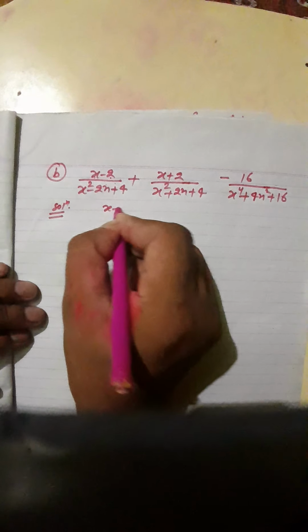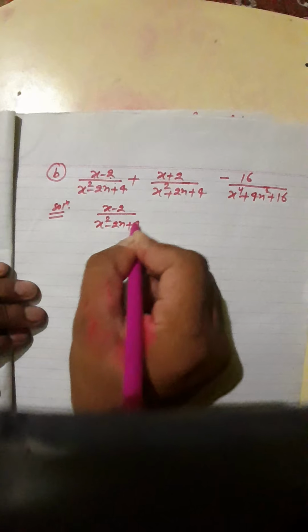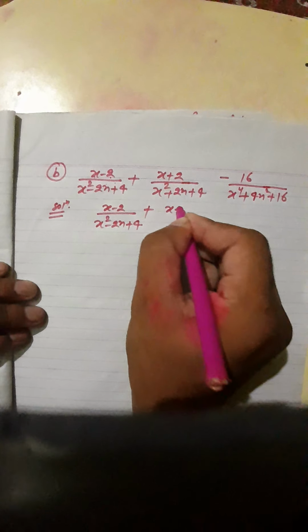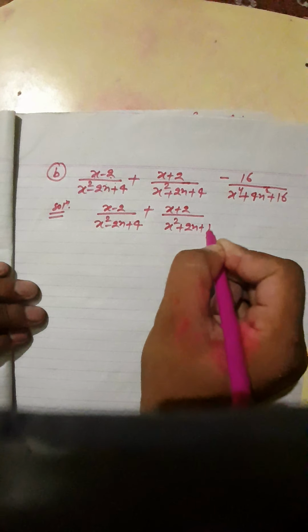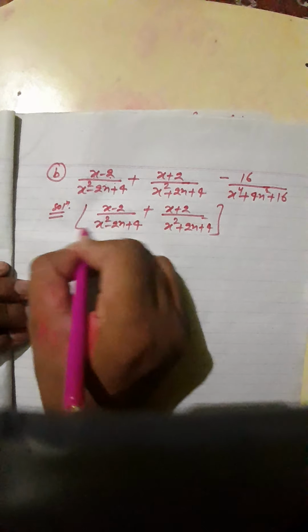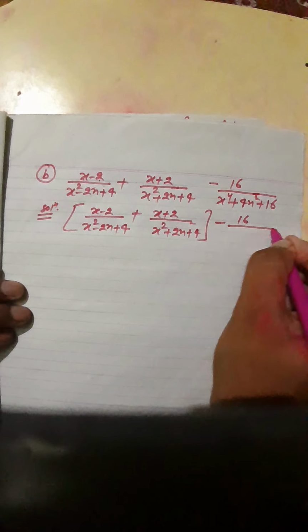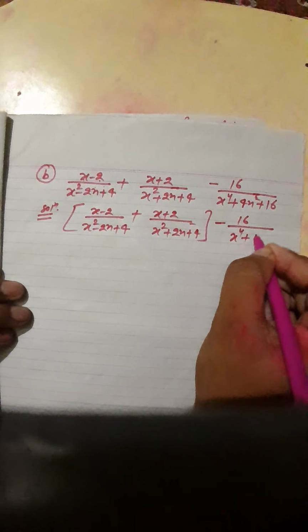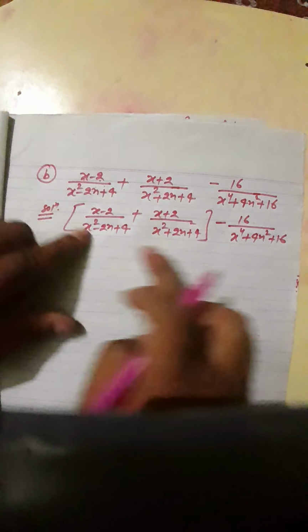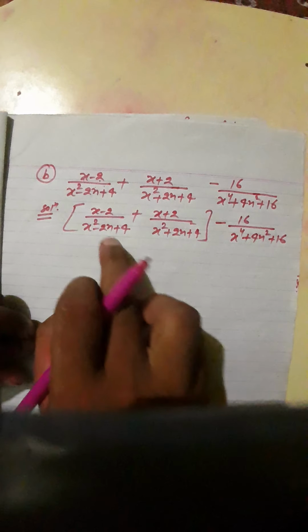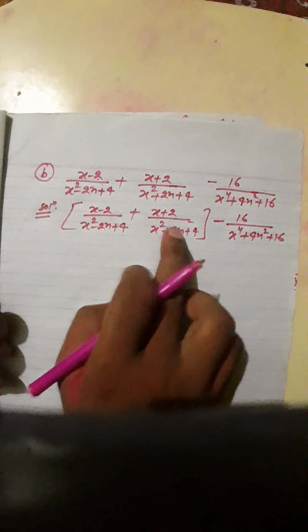This is x minus 2 upon x square minus 2x plus 4, plus x plus 2 upon x square plus 2x plus 4, and this we have to do together, so we keep it inside a bracket, minus 16 upon x to the power 4 plus 4x square plus 16. I am keeping this inside a bracket because at first we are going to simplify these two expressions.